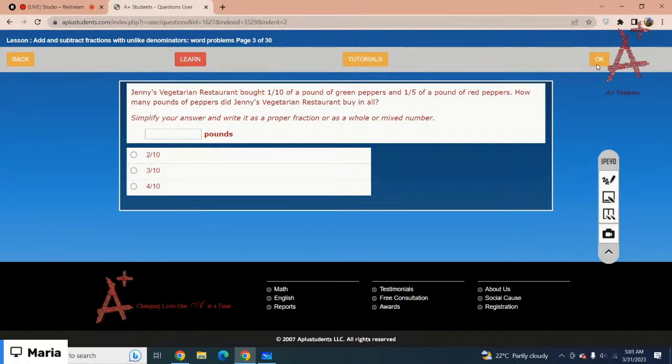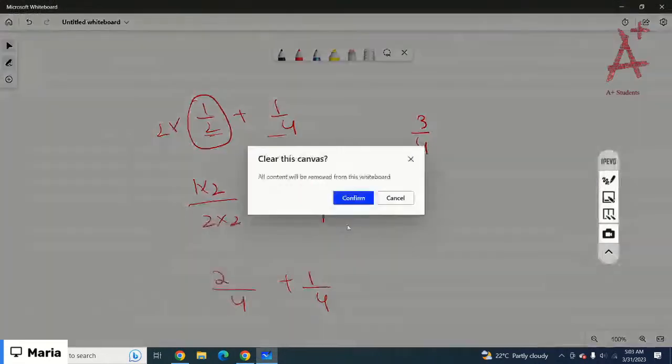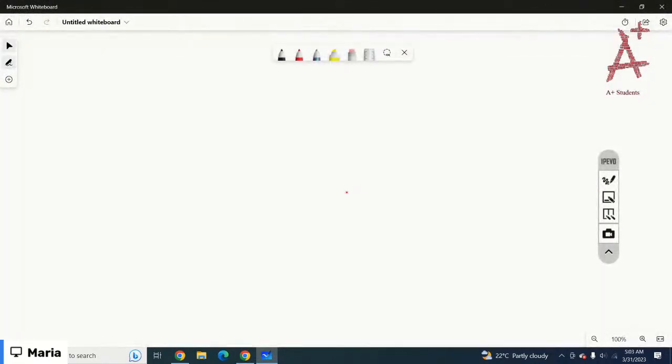Okay, the next one is Jenny's vegetarian restaurant bought 1/10 of a pound of green peppers and 1/5 of a pound of red peppers. How many pounds of peppers did Jenny's vegetarian restaurant buy in? Also, you have to add them, 1/10 and 1/5. Got it? Just add. They have different denominators. Got it? You need to make their denominators same.